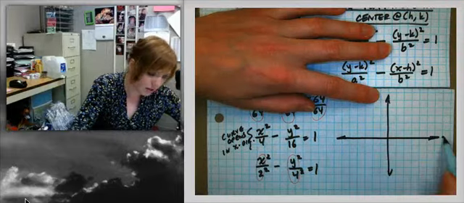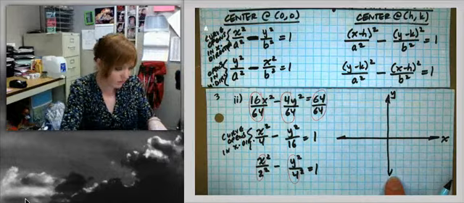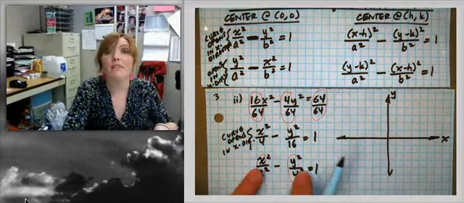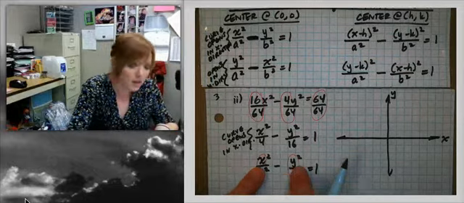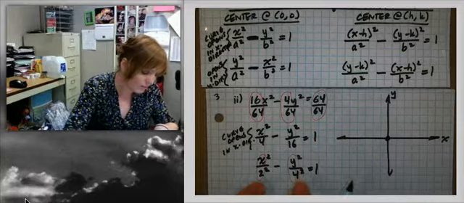This one's a little better. It's not going quite as far of a distance in each one. Okay, so we have nothing being added to or subtracted from the x or y, so our center is at 0, 0.